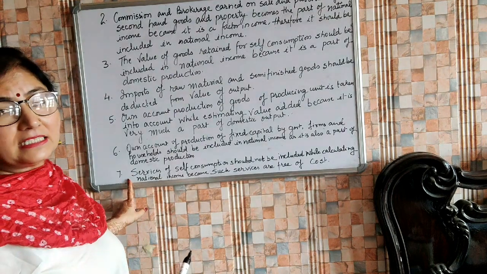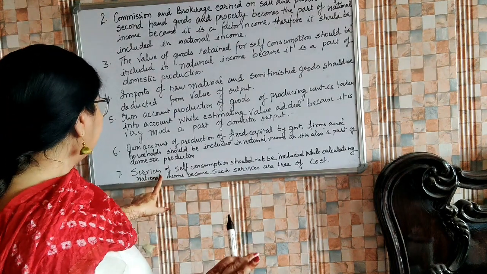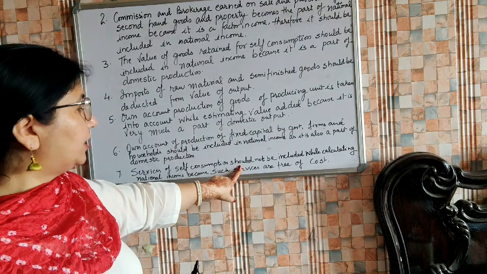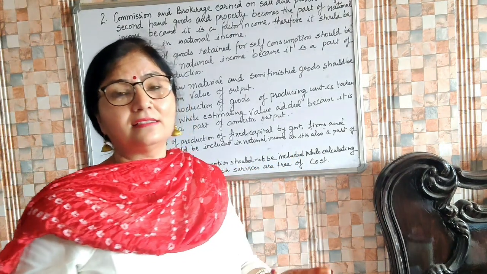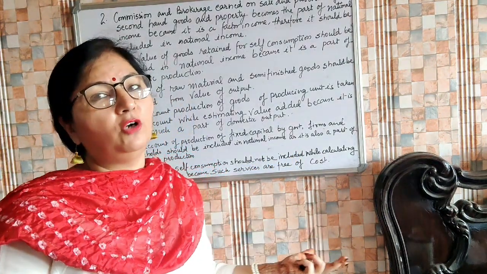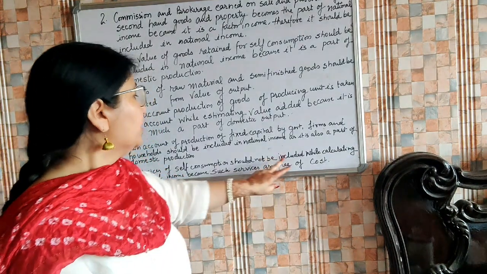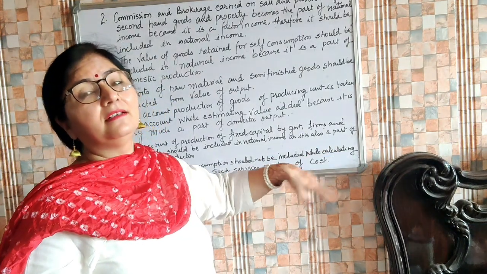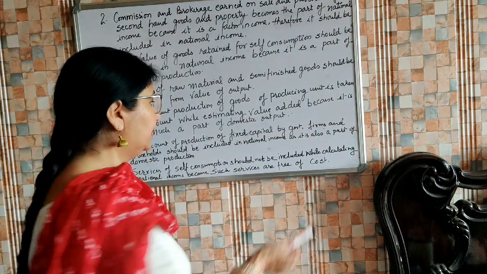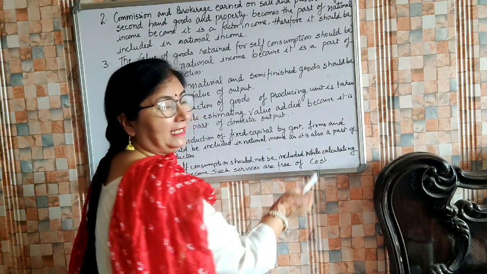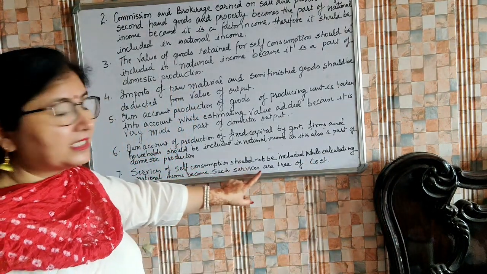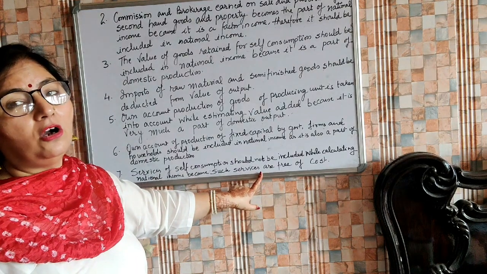Now, the last but not the least, services of self-consumption should not be included. Just as ममा घर पे खाना बनाती है तो क्या वो आपसे पैसे लेती है? नहीं. These are available free of cost. So these are not included while calculating national income because such services are free of cost.